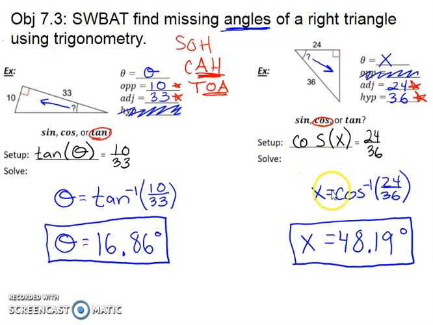Again, unlike the last objective, these two examples were essentially the exact same. This objective does not have the same variety of problems as the last one. And with that, we are done. We have found missing angles of right triangles using trigonometry.